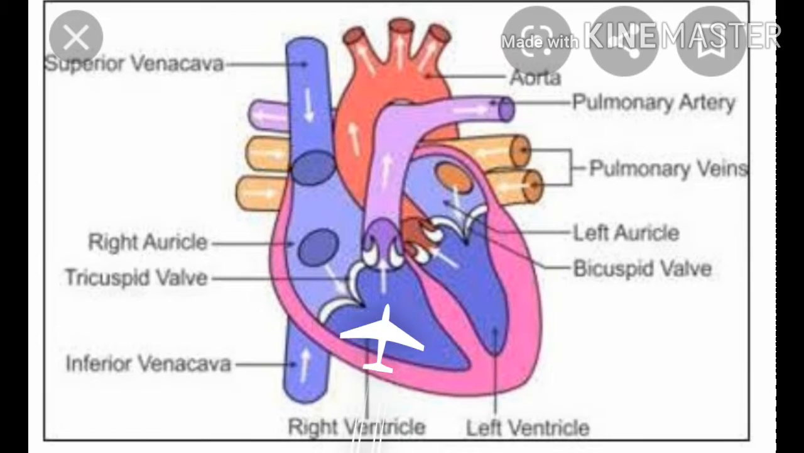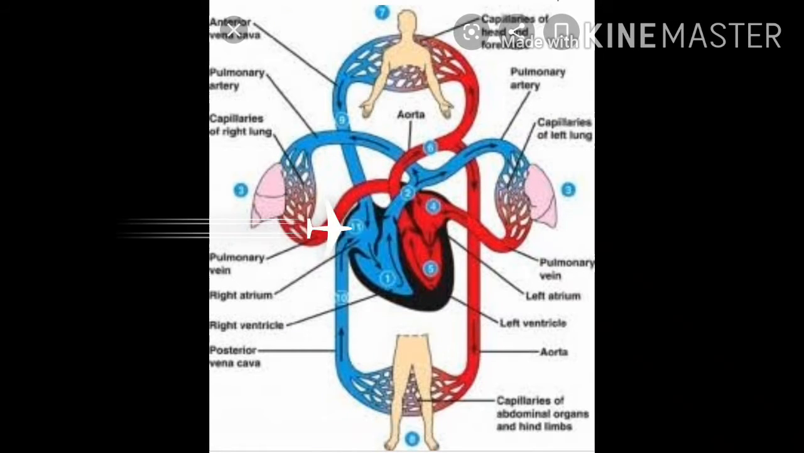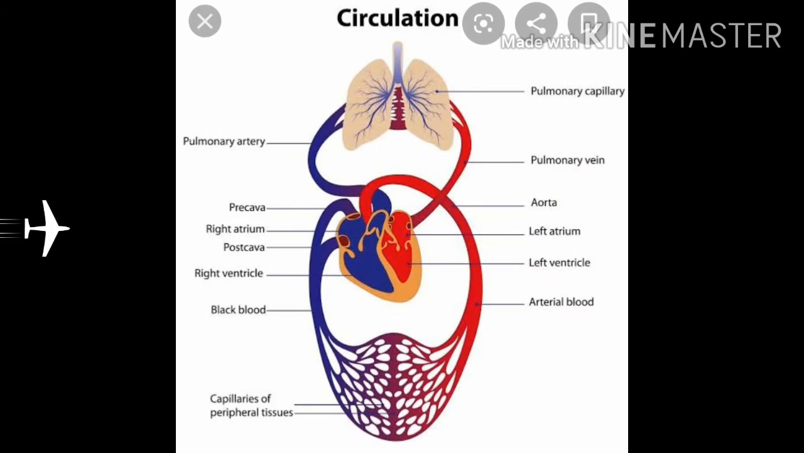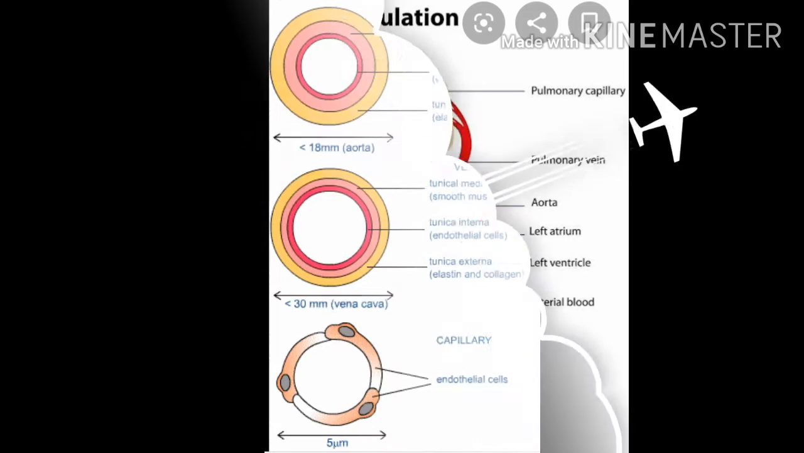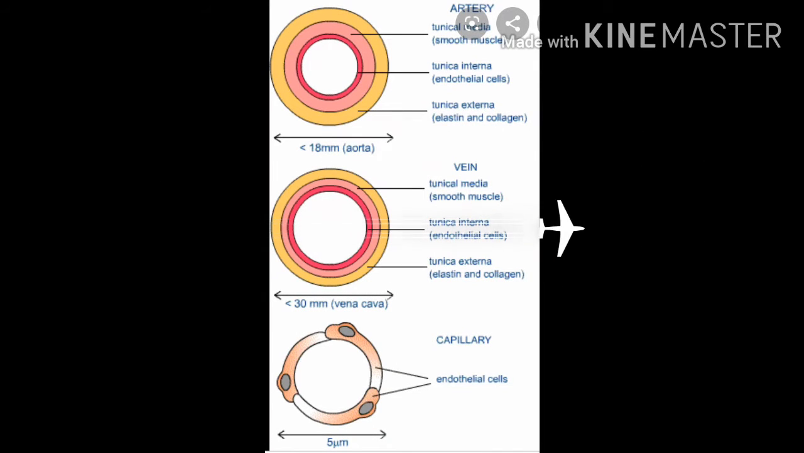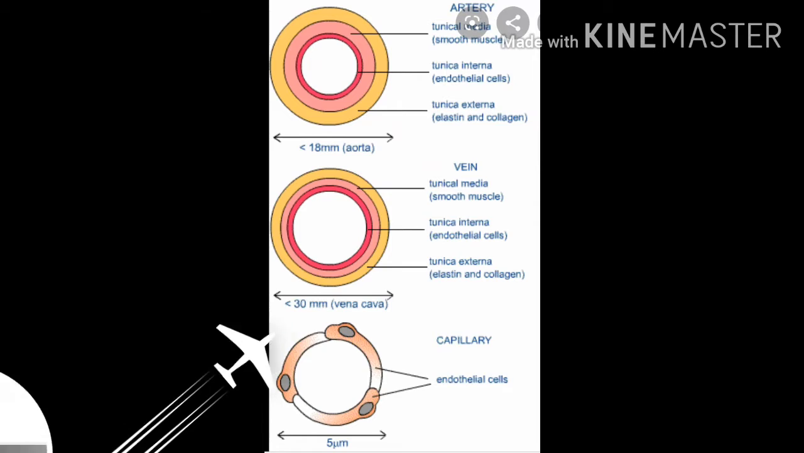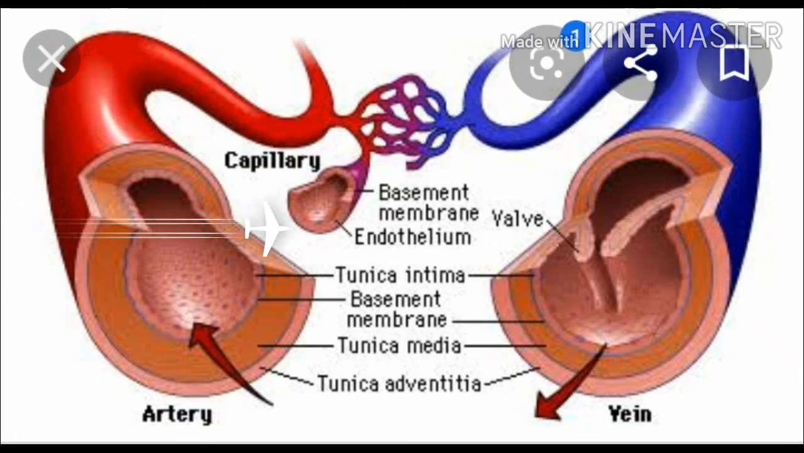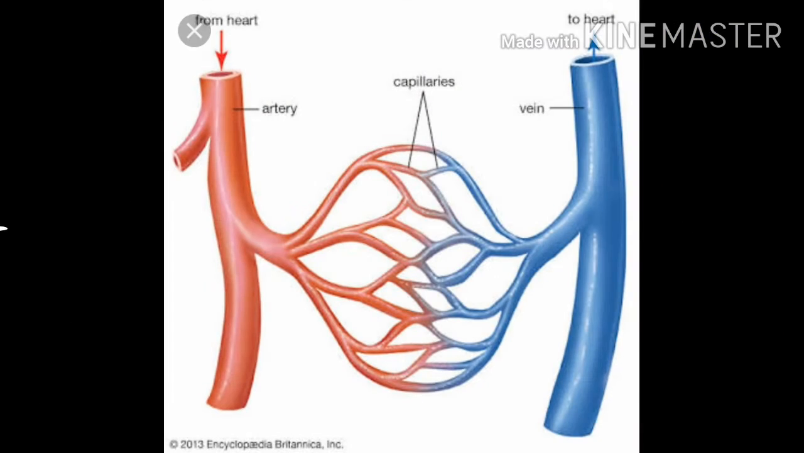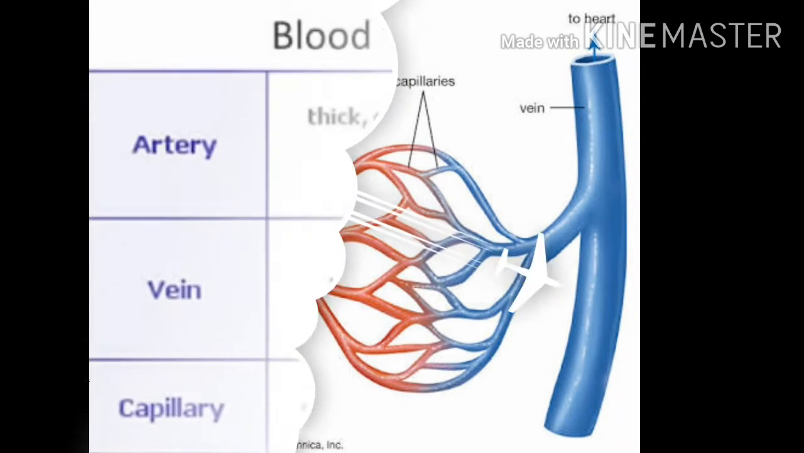Now I am repeating about blood vessels. The blood is circulated in the body in tubes called blood vessels. The blood vessels are distinguishable into arteries and veins. The arteries carry the blood away from the heart, whereas the veins carry the blood to the heart. All arteries except the pulmonary artery carry oxygenated blood, whereas all veins except the pulmonary veins carry deoxygenated blood.